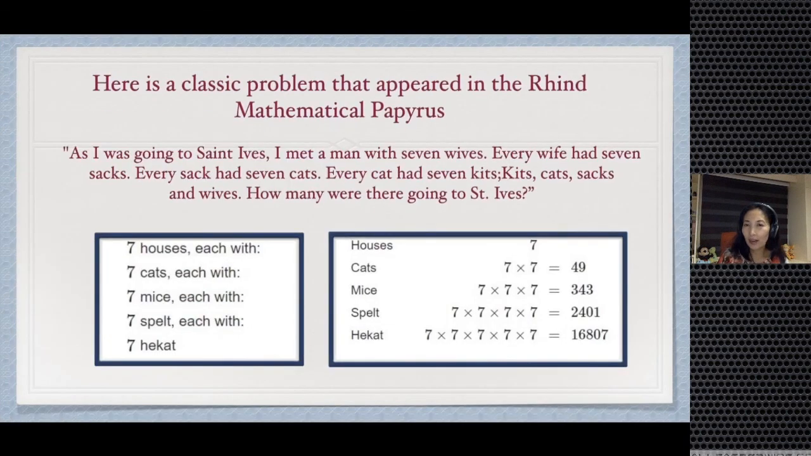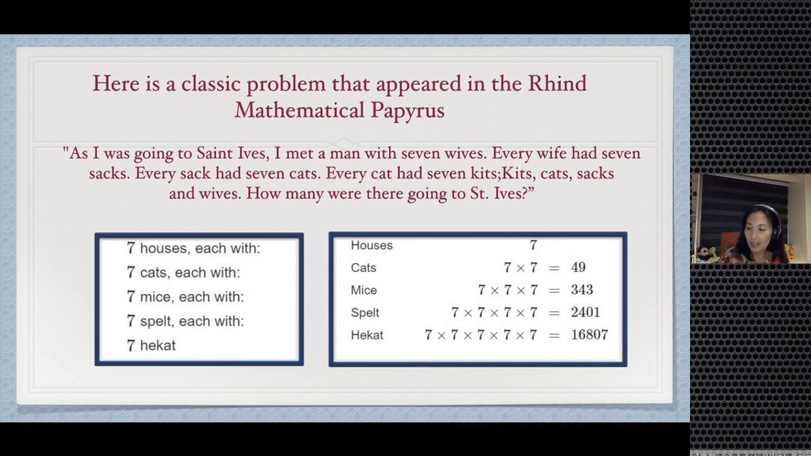So you might have encountered this already in the past, that puzzle. It's a classic problem, in fact, that appeared in the Rhind Mathematical Papyrus. And the puzzle goes this way. As I was going to St. Ives, I met a man with 7 wives. Every wife had 7 sacks. Every sack had 7 cats. Every cat had 7 kids. Kids, cats, sacks, and wives. How many were going to St. Ives?